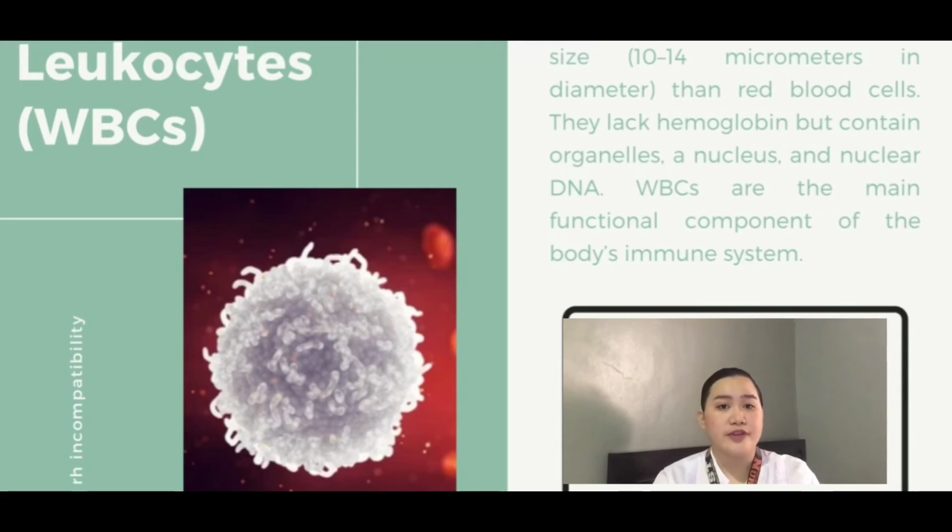There are several different types of white blood cells. We have the basophils, eosinophils, neutrophils, monocytes, natural killer cells, B and T cell lymphocytes, macrophages, and dendritic cells, all of which perform distinct functions.